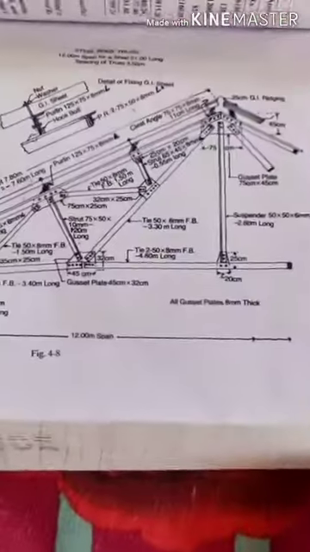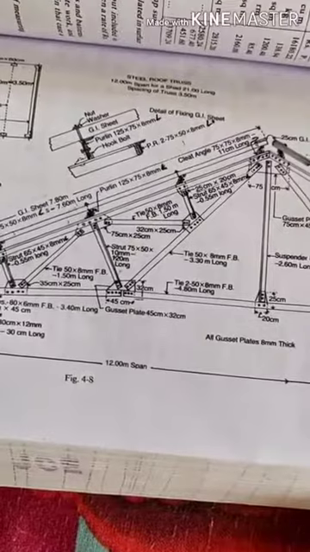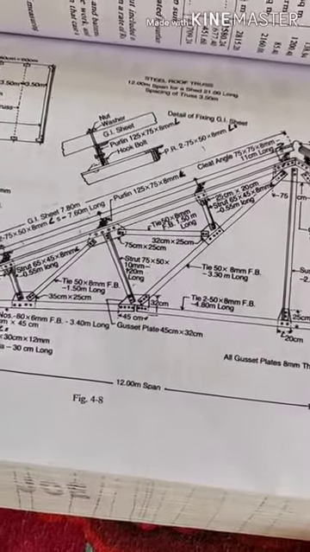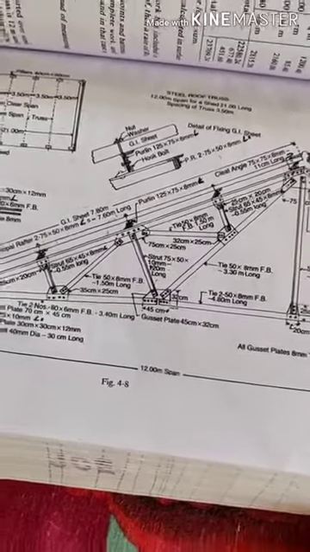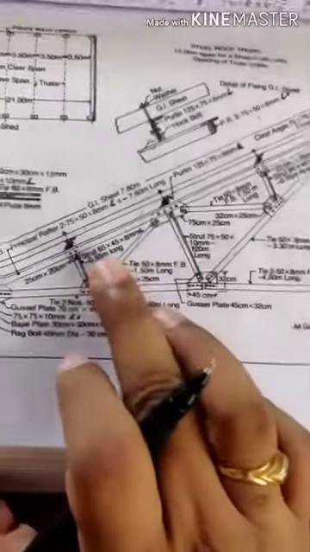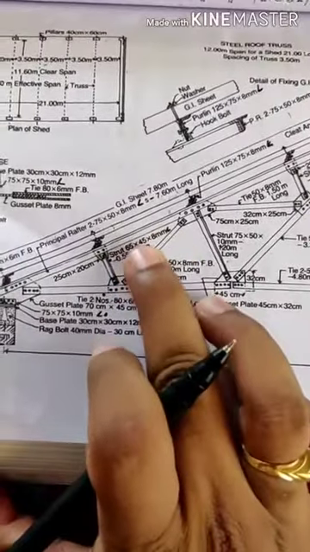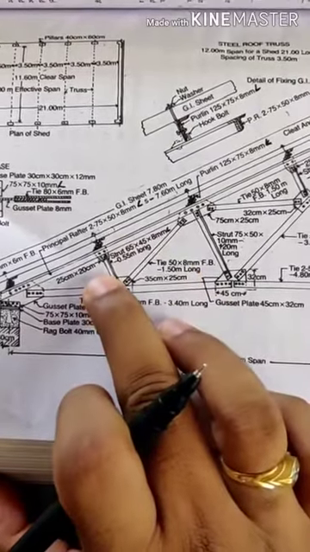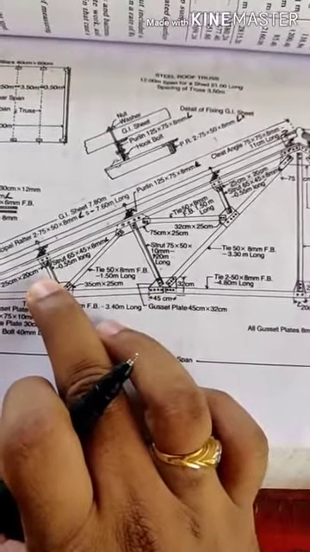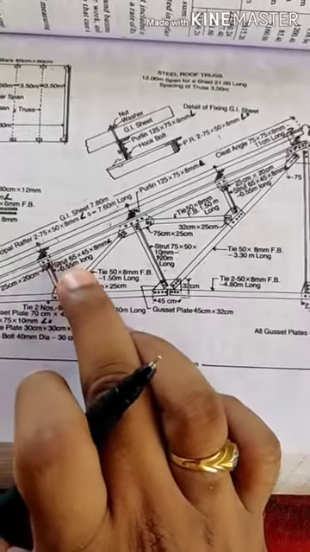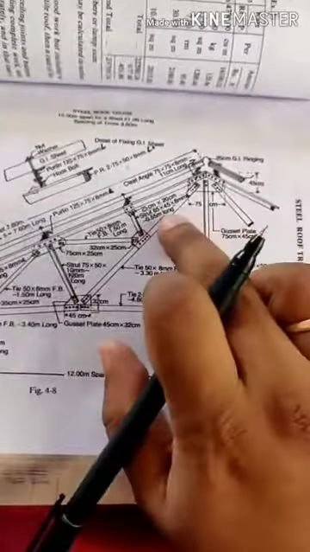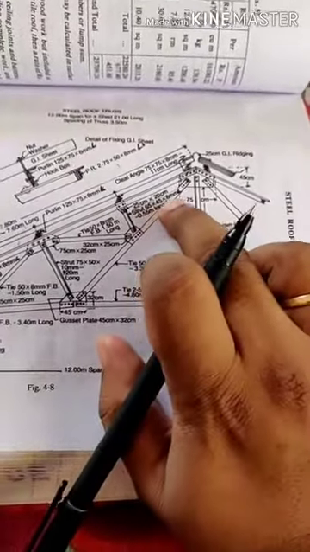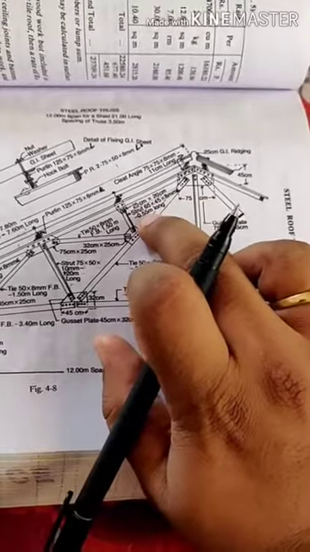Similarly, ISA 65 by 45 by 8. So where is that 65 by 45 by 8? So here 65 by 45 by 8. So one here, which is 0.55 meter long. Also we have here one more 65 by 45 by 8. It is also 0.55 meter long.